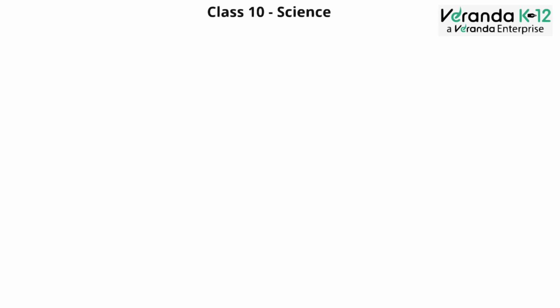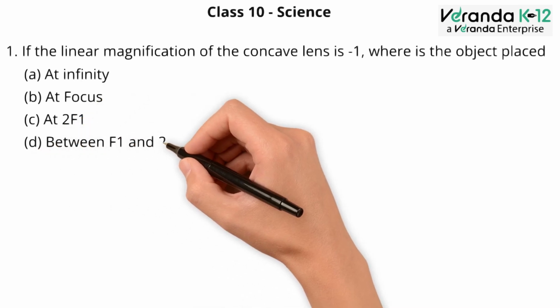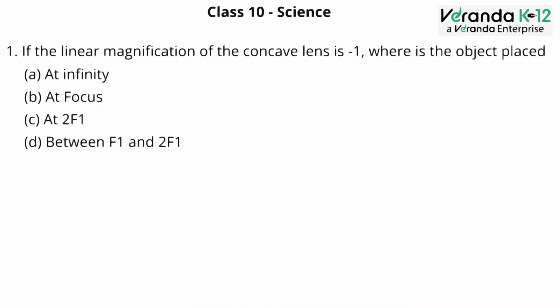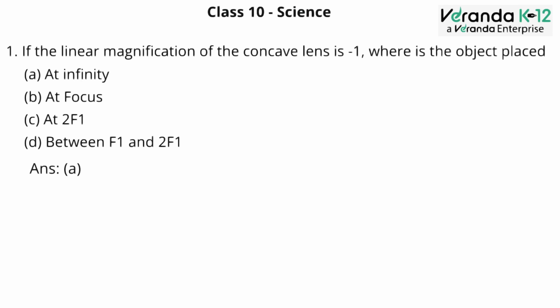Question number 1. If the linear magnification of the concave lens is -1, where is the object placed? Option A at infinity, option B at focus, option C at 2f1, option D between f1 and 2f1. Answer: if the linear magnification of the convex lens is -1, then the object is placed at infinity. So the answer is option A at infinity.